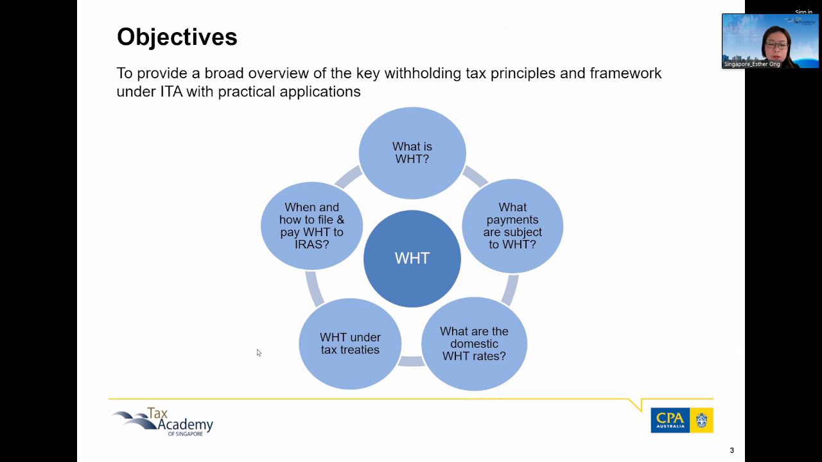So as I mentioned just now, the marks allocated for withholding tax is only 10 marks for your exam. So the main objective for withholding tax is really for you to gain a basic understanding of the key principles of withholding tax. The coverage will not be at an advanced level, and for the exam, you will not be tested at an advanced level. Basically it's on basic understanding of the basic principles of withholding tax.